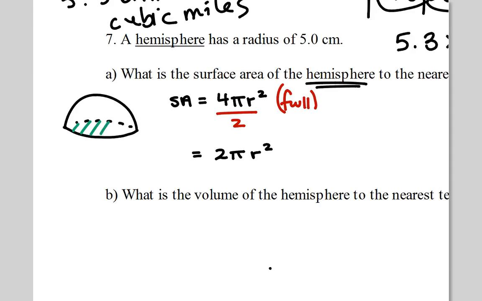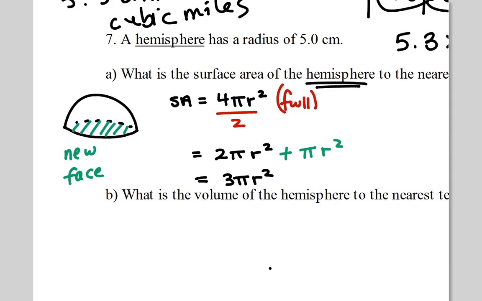When you chop it, you get this new face. And what is the shape of that face? A circle. So you have to add 1 extra pi r squared for a total of 3 pi r squared.